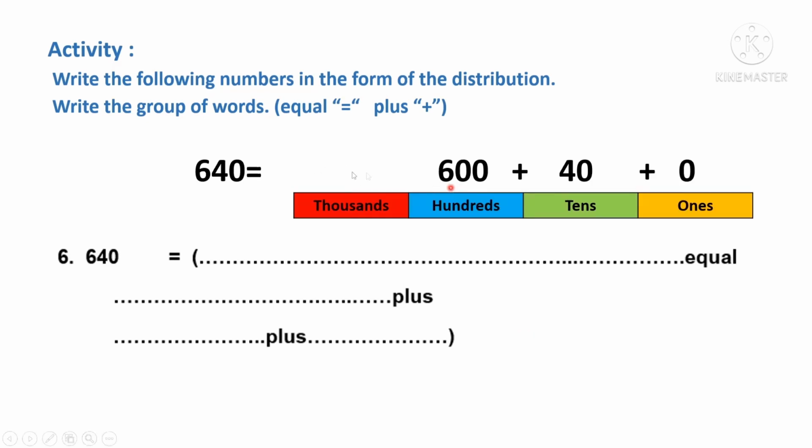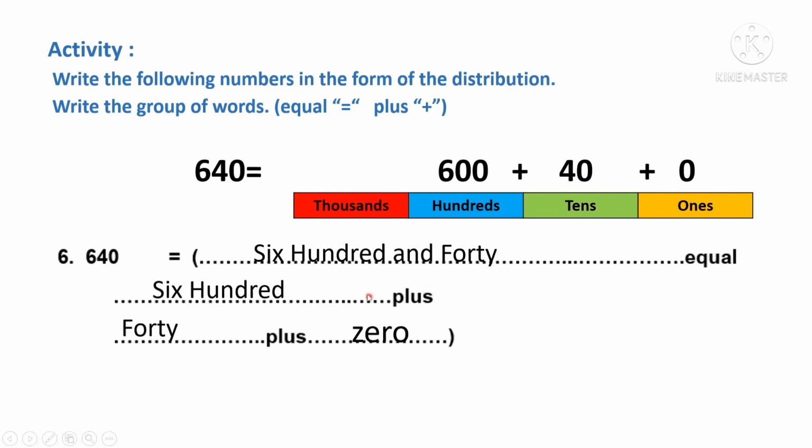So we see here that in 640, 0 is in the place of ones. So nothing means 0, okay? So we can do like this. 600 plus 40 plus 0. 640 equals 600 plus 40 plus 0. If you write it like this, it's not a problem, but usually we don't write this part. Usually we just write up to this part. We don't usually write the 0 portion. So we can just leave it out, but this is just for understanding.